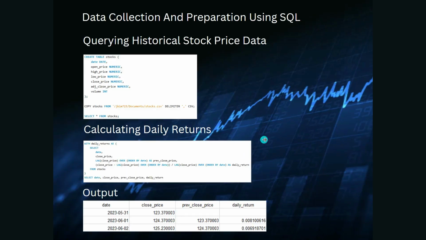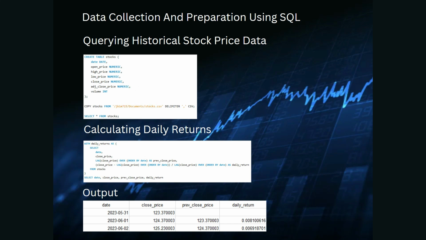So to begin, let's start. We can see that we have the data collection and preparation using SQL, and the first part shows me querying historical stock price data. So here it is. Oh, and I forgot to mention this, but basically the date represents the date of the trading day.